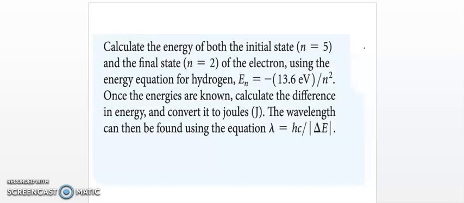So once the energies are known, we can go ahead to calculate the difference in energy, convert it to joules, and then find the wavelength. The wavelength can then be found using the equation lambda is equal to hc, where h and c are constants, divided by the magnitude of that energy. Stay tuned and enjoy this calculation on quantum physics.